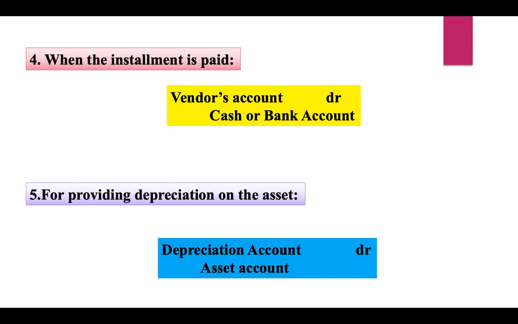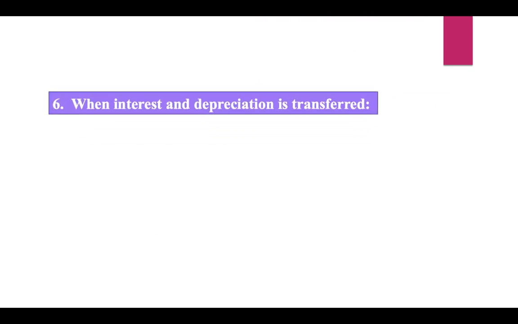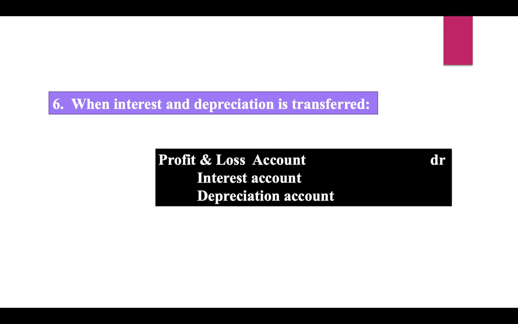Then we have the last one, when interest and depreciation are transferred. Here we have three accounts which are going to get affected. One is the interest account, the other one is the depreciation account, and one more is the profit and loss account. So the effect would be profit and loss account debit, credit interest account, and credit depreciation account. Why are we doing all this? It is to close the interest and depreciation accounts.